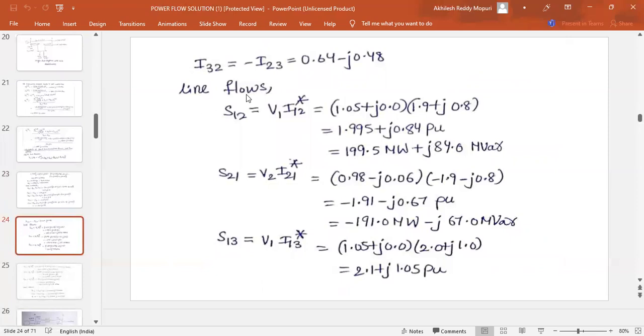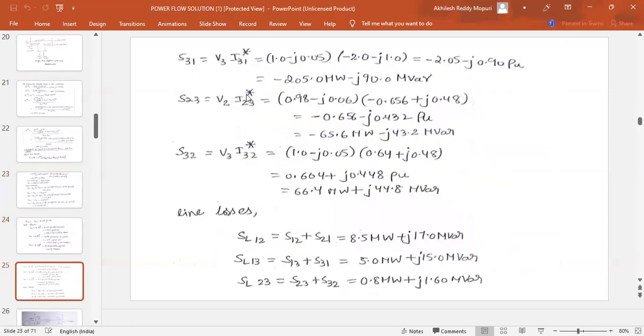Finally, line flows. We know S is equal to V into I complex conjugate. So S12 will be V1 into I12 conjugate. S21 will be V2 into I21 conjugate. S13 will be V1 into I13 conjugate, and S31 will be V3 into I31 conjugate. Similarly, you can find all the things.